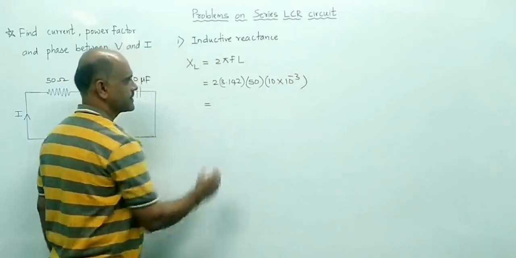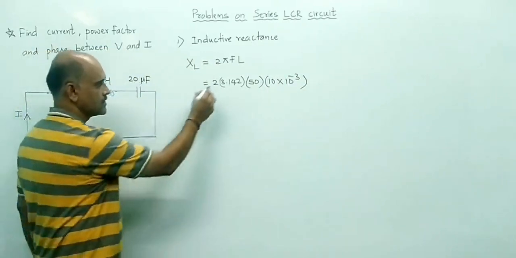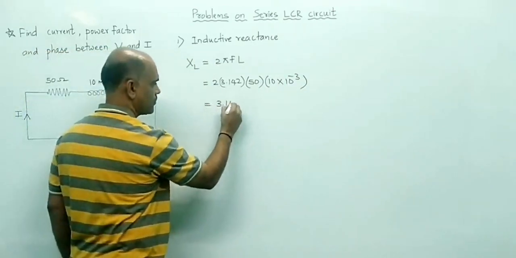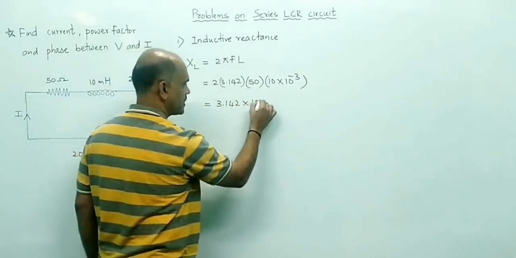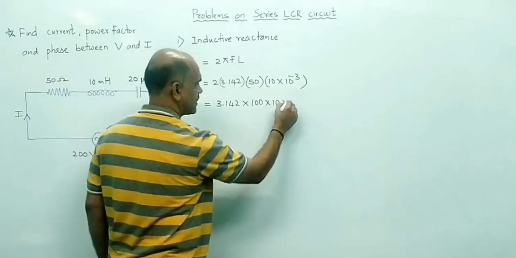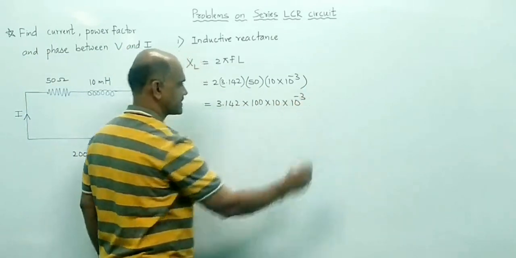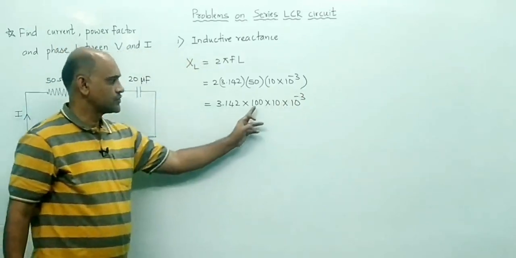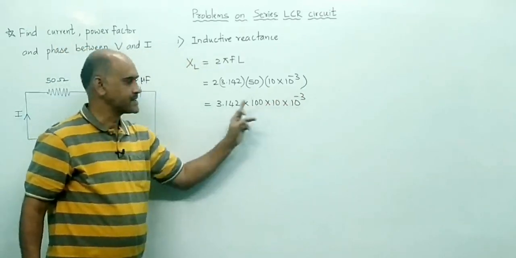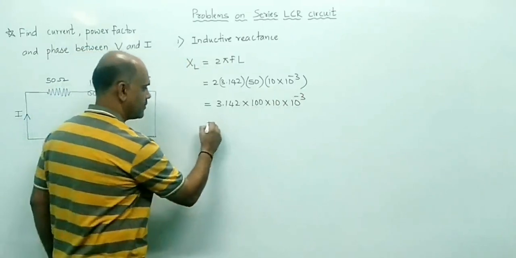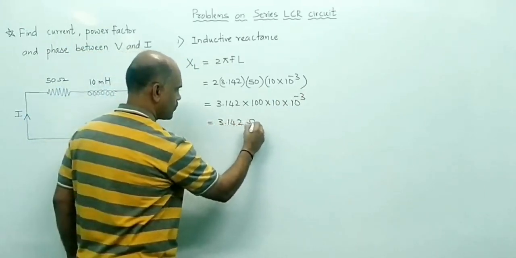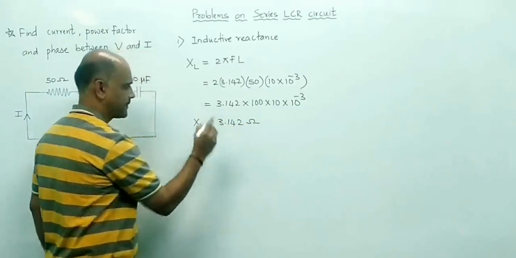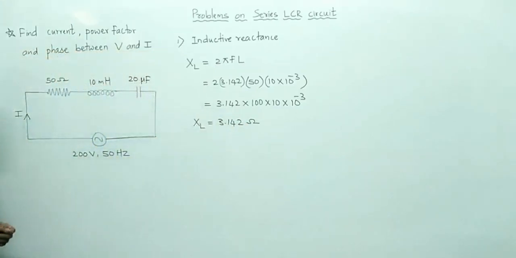So now if you simplify this, 3.142 into 50 into 2 is 100, into 10 raised to minus 3. So these zeros get cancelled with this. So you will have 3.142 ohms as XL. This is the first step.